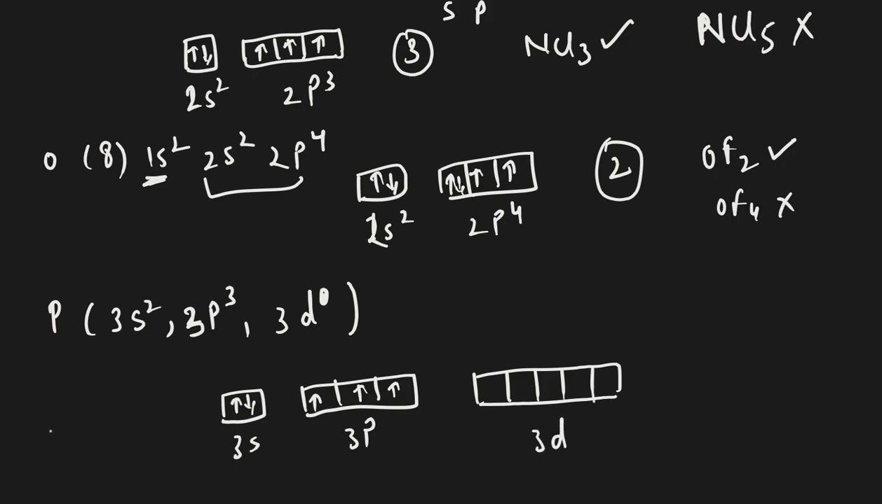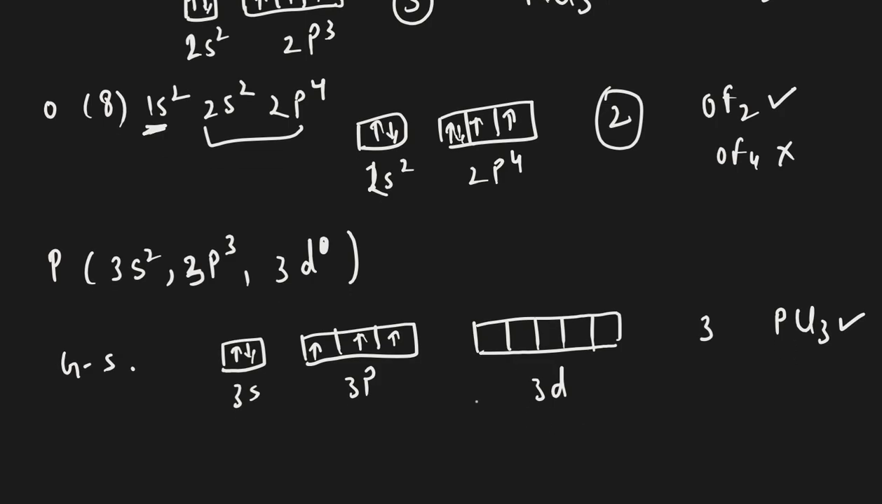Okay, so this is in the ground state without excitation. In this case you just have to check the number of unpaired electrons. So 1, 2, 3, there are 3 unpaired electrons, therefore in the ground state its covalency is 3, right? So that is why, let's say, PCl3 is possible.